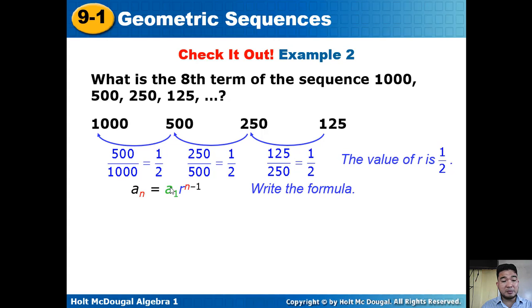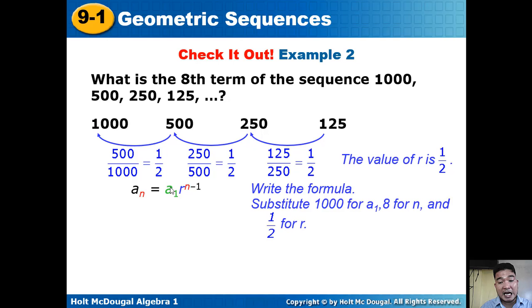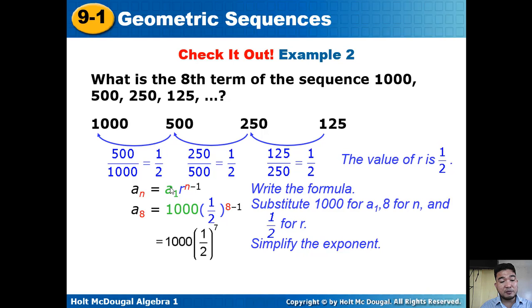Then write the formula, then substitute the values, the known variables here. You know that 1,000 is our first term, 8 is our n because we are looking for the eighth term, and 1/2 for r. Then simplify the exponent. So you will have 1,000 times 1/2 raised to 7. Then using your calculator, you will get 7.8125, which is the eighth term of this geometric sequence.